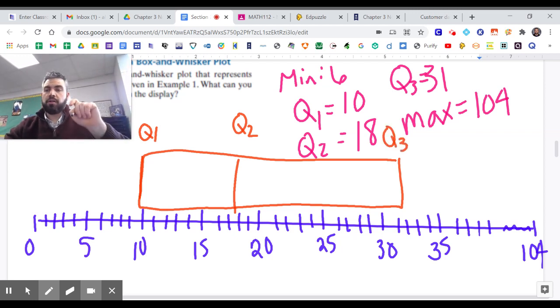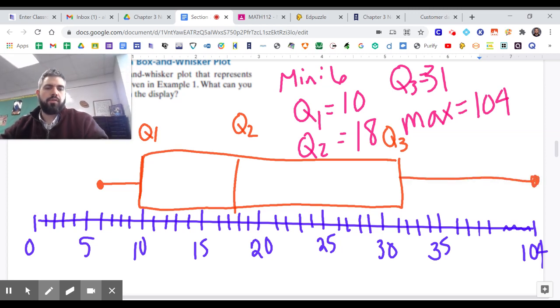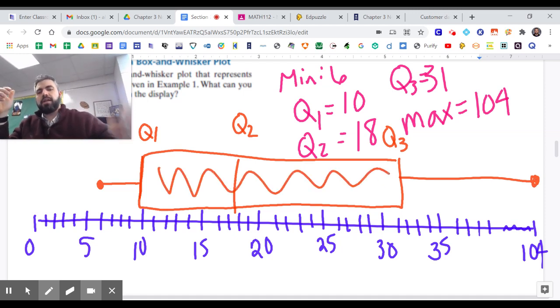Then we make our whiskers, plotting a point at the minimum and maximum value. So the minimum value is 6. So here's this whisker. And then our maximum value is 104 right here. And so we end up getting this whole area. This is our interquartile range right here. That's the 21 values that most of it is within. And then we have our whiskers going out. Okay. So tomorrow we're going to continue talking about fractiles and measures of position.